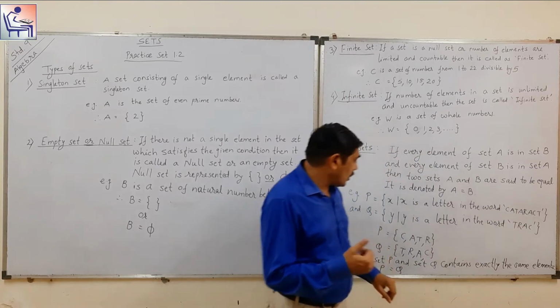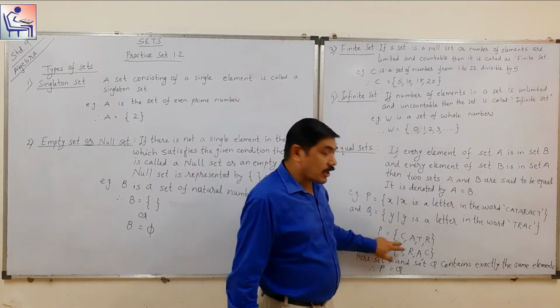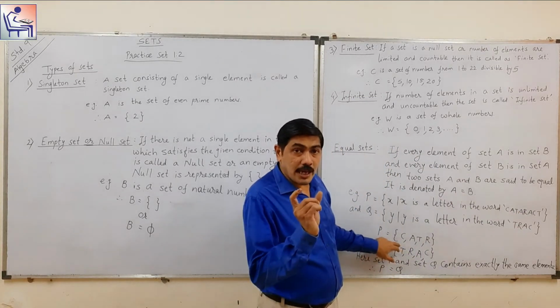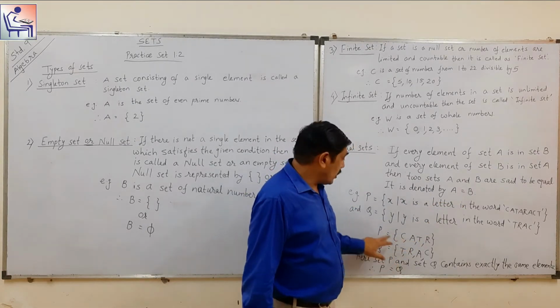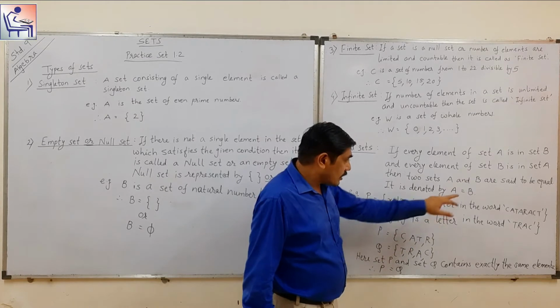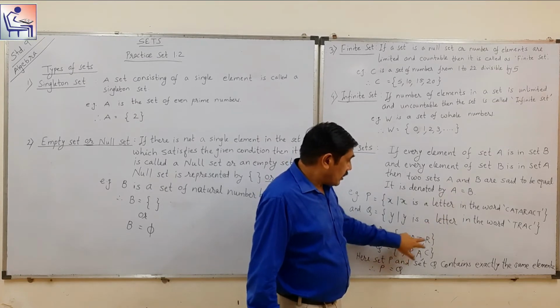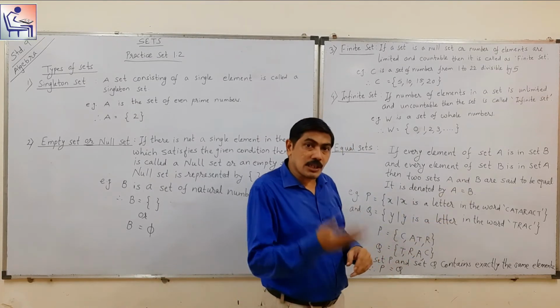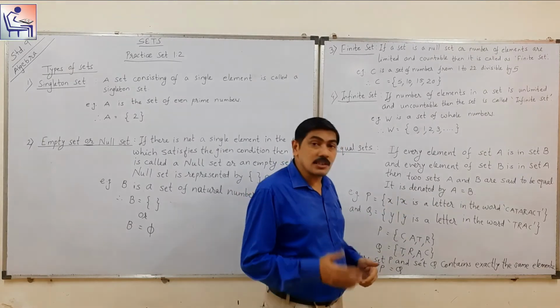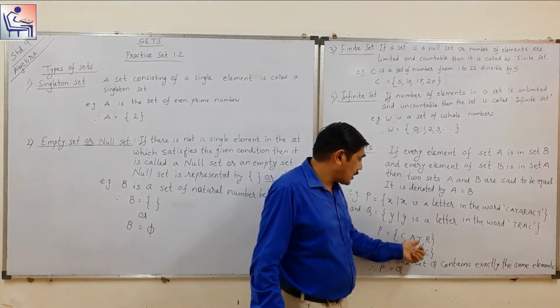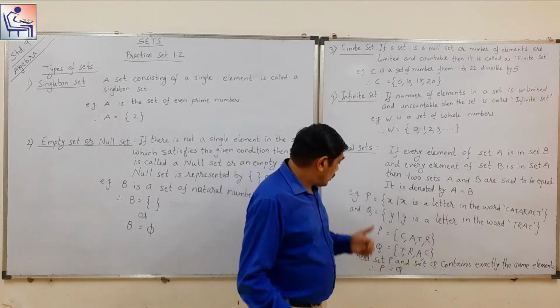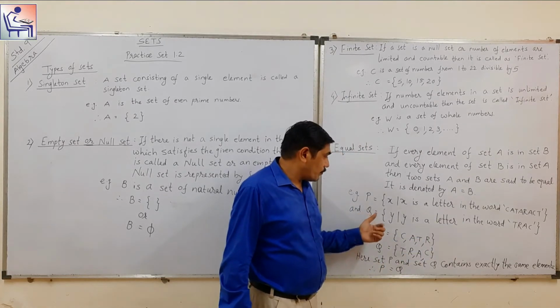C-A-T-A-R-A-C-T. Now here we find out the elements of the word cataract. Here the first alphabet is C, then A, then T, then R, and the remaining 3, A, C, T, are repeated, so we write only C, A, T, R.